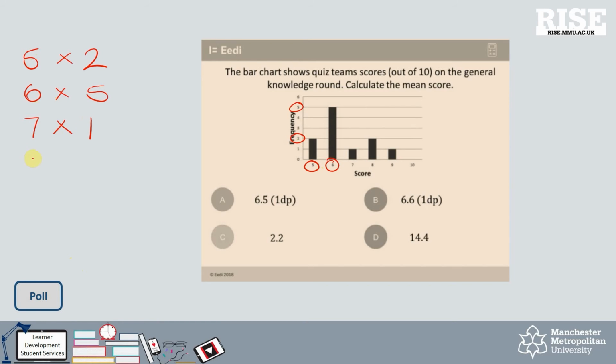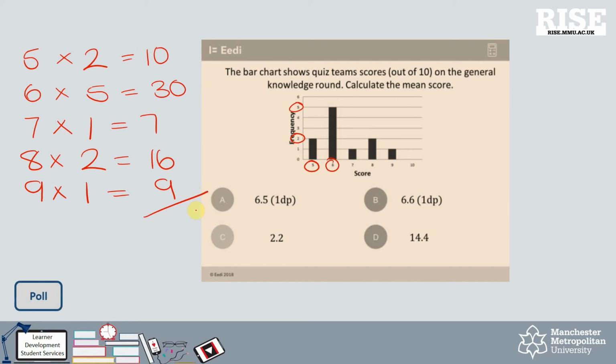1 team got a score of 7, 2 teams got a score of 8, and 1 team got a score of 9. No teams got a score of 10, so I don't need to write that in my table because when I multiply it, it would be 0, and when I'm adding it to my frequency, it won't add anything on anyway. The answers I get there then are 10, 30, 7, 16 and 9, giving me a total score of 72 amongst the 11 teams that took part. 72 divided by 11 would give me 6.5 to one decimal place.